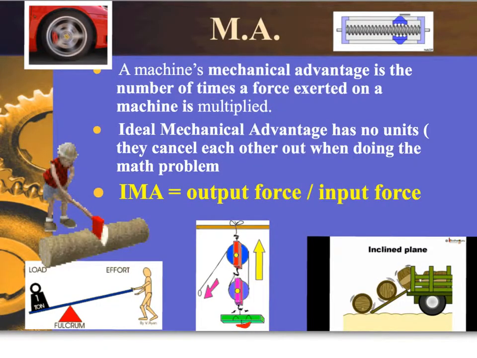Now in dealing with mechanical advantage, a machine's mechanical advantage is going to be the number of times the force exerted on a machine is multiplied. The ideal mechanical advantage does not have units because all units cancel out. So ideal mechanical advantage would equal the output force divided by the input force. And we are going to look at how mechanical advantage and ideal mechanical advantage problems play out for the various types of simple machines that exist.